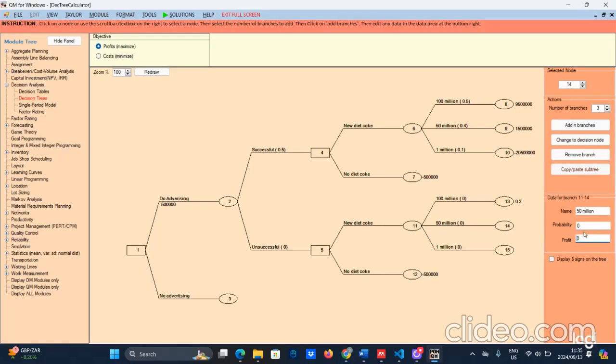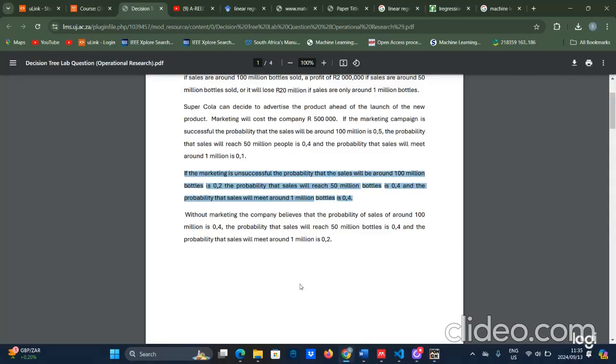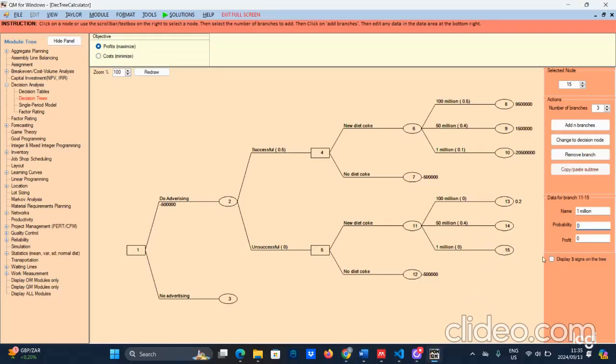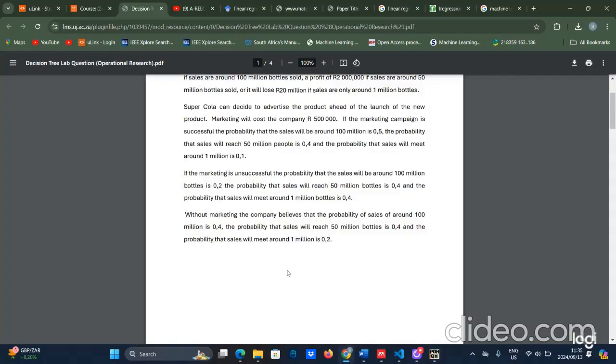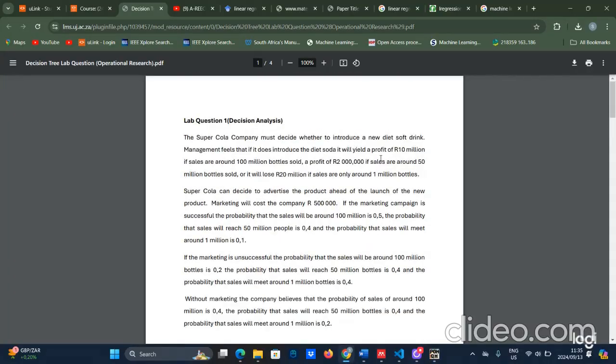So here we're going to have 0.4. And then lastly, they said the probability that they'll sell 1 million bottles is 0.4 as well, which means here we'll have 0.4, right? And then going back to here again, they gave us how much they are expected to gain or lose if these different alternatives come through.